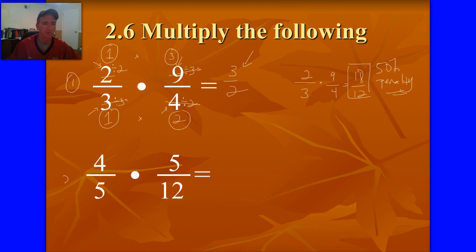Take a look at number 2 on the bottom. Another good example. Here's a really clear one right here. You got a 5 and a 5. Those two numbers will cancel out.